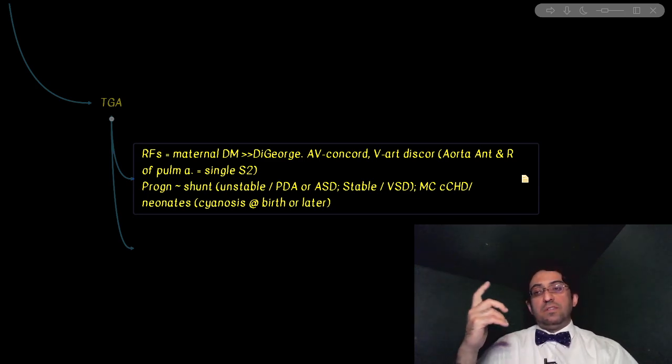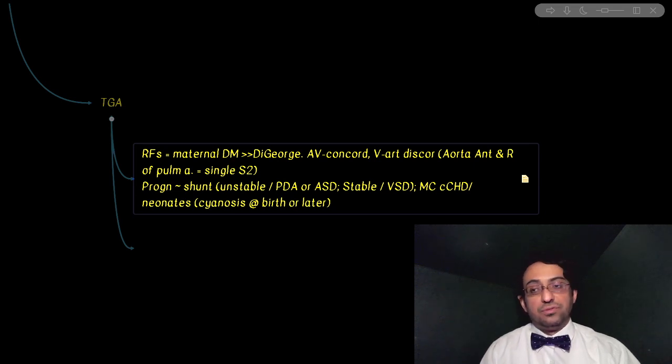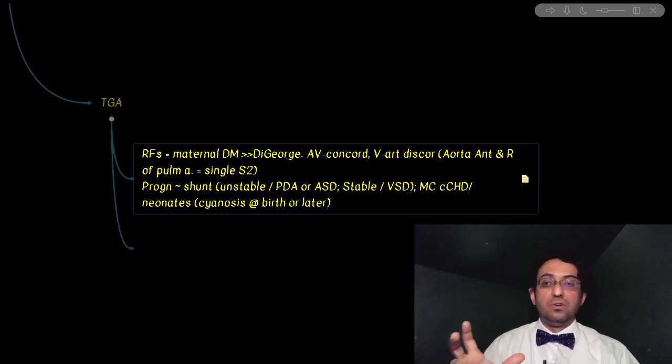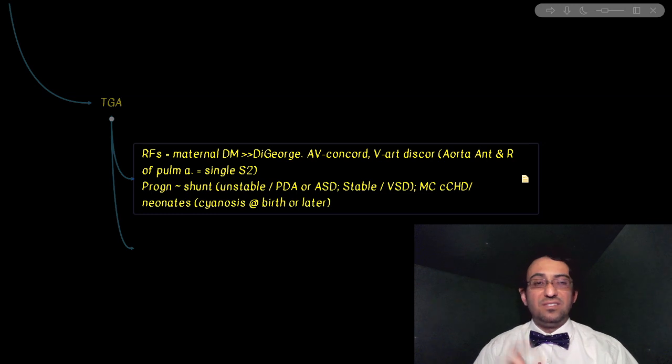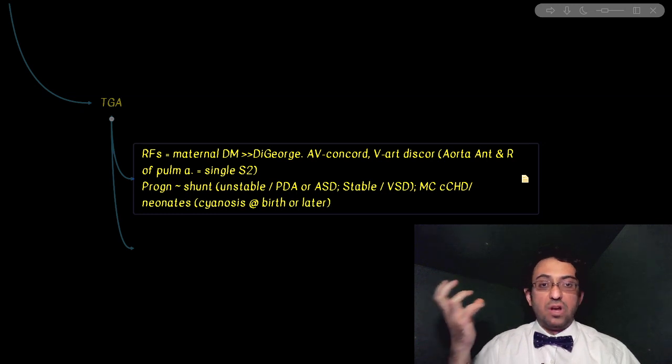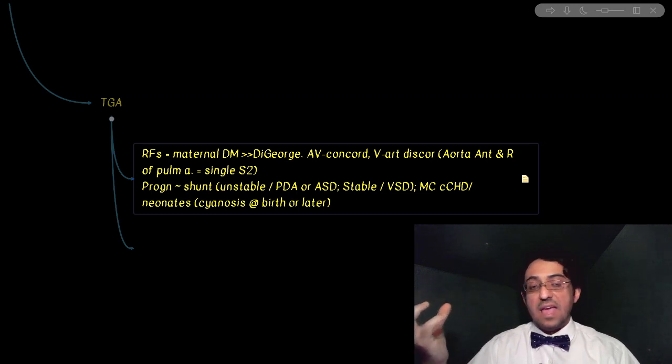Remember we mentioned in tetralogy the degree of obstruction in the right ventricular outflow tract is the most important determinant of prognosis. Now, what's the prognostic factor in transposition? The shunt. When transposition is considered critical or unstable, if the shunt is these small shunts such as PDA or ASD, and when it is stable, when we have a more solid shunt like VSD.